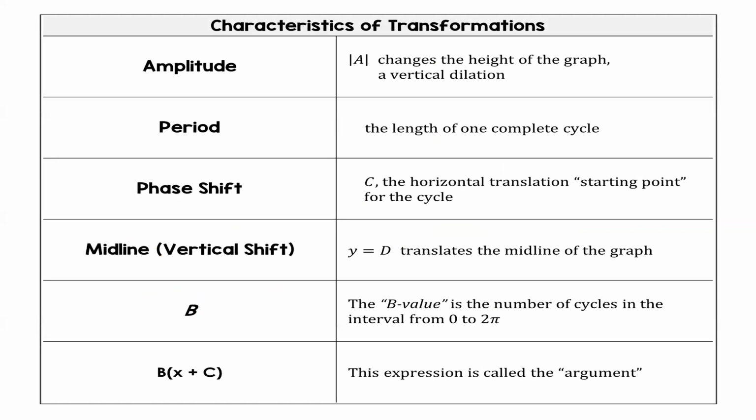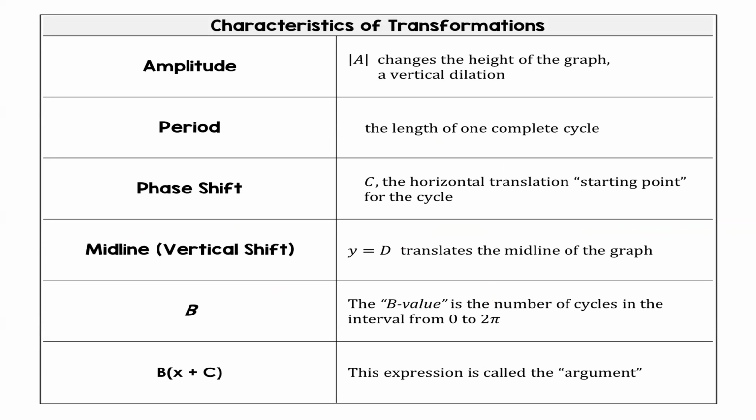Amplitude, absolute value of your A. Your period is the length of one complete cycle. Your phase shift, that's your C, is the horizontal translation, your starting point. How much did you go left or right? Your D, your midline, is your vertical shift. It translates the graph up and down, which means your midline also has to move off the x-axis. Your B value is the number of cycles in the interval. So how many cycles are present?